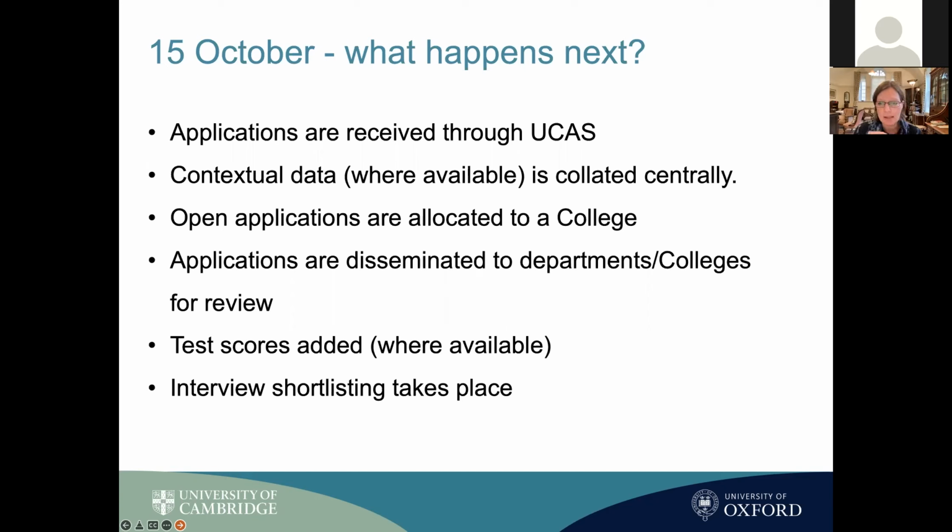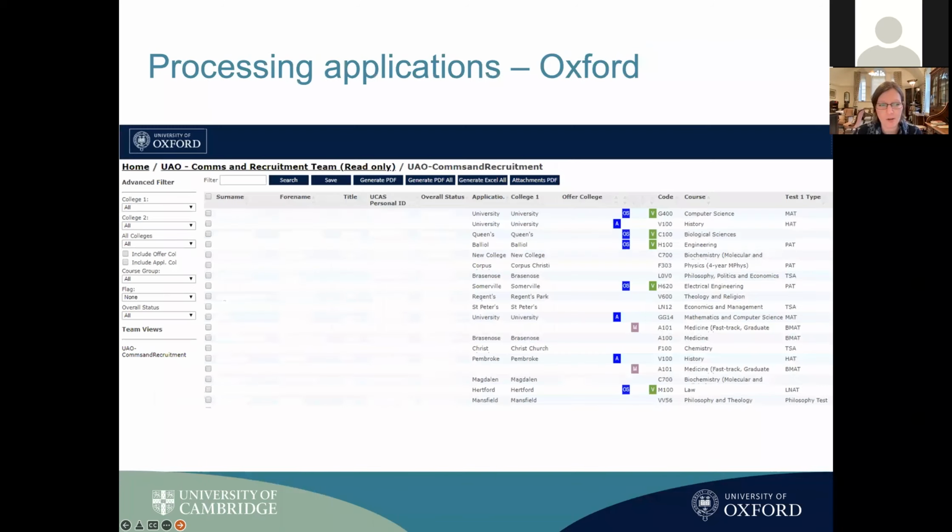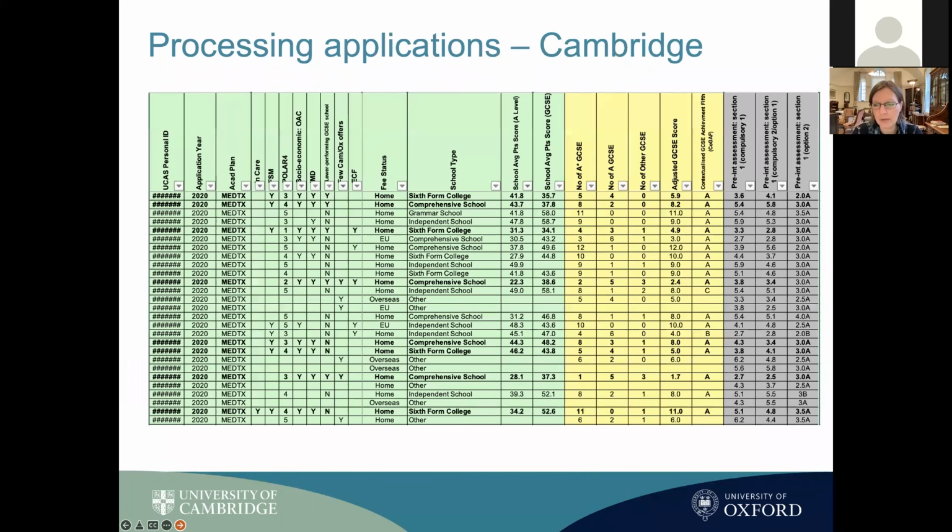So just to give you a sense, I've borrowed this screen from Oxford. This is a snapshot of their computer system, but I'll concentrate on the next one, which is our Cambridge one. And it's quite helpful to use this to talk through the data that we have on each of our applicants and the way in which we might start to use this. So this would be a screenshot of data as it's downloaded from our central system.